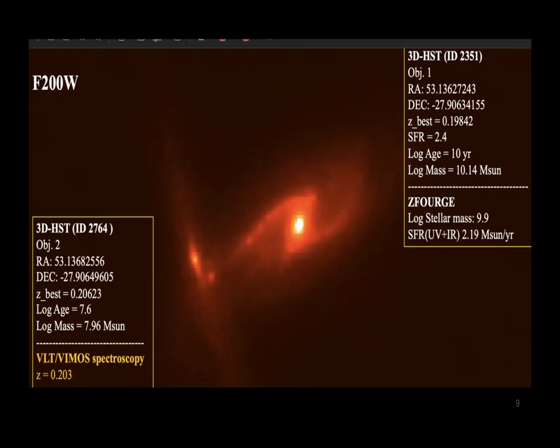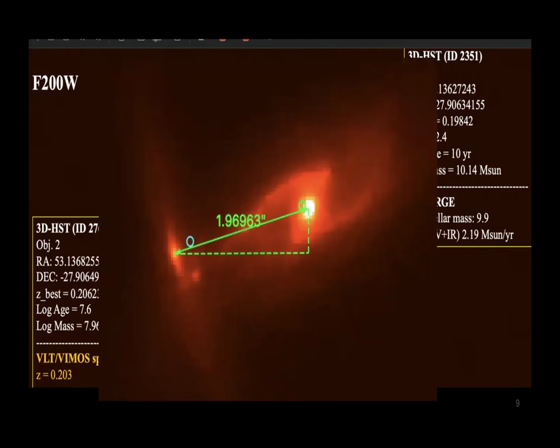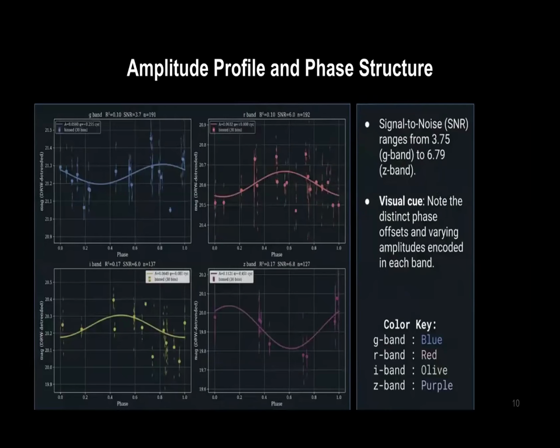And this is interesting because the tidal bridge can inwardly affect the object and then cause instability in the accretion disk. How? By maybe raising the accretion rate. The distance between them is about 6.6 up to 7 kiloparsecs.